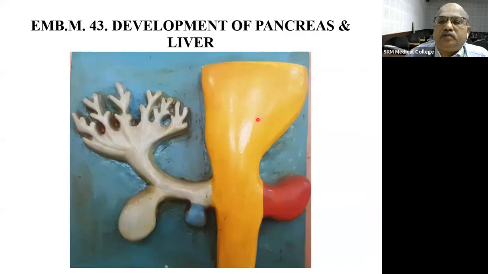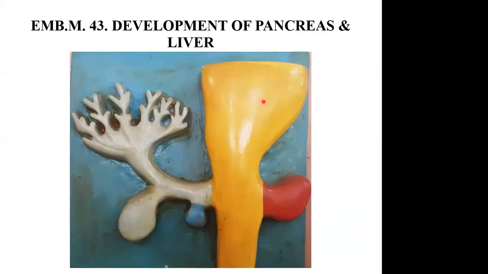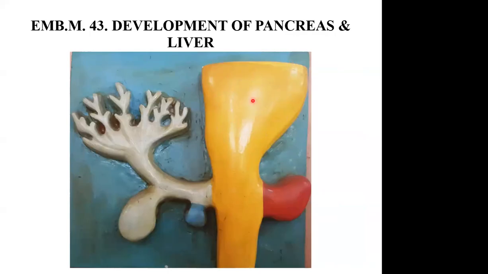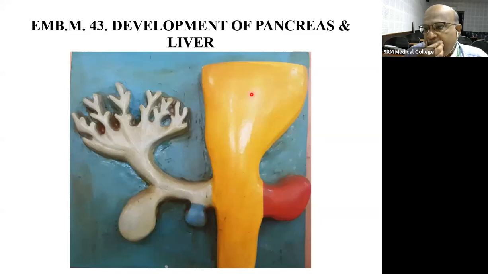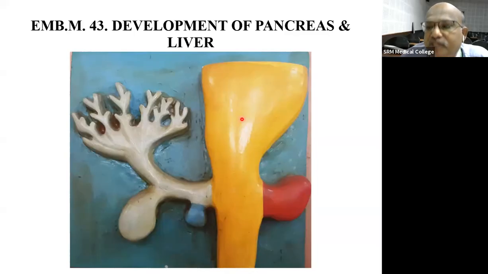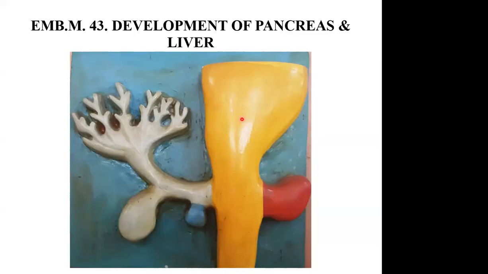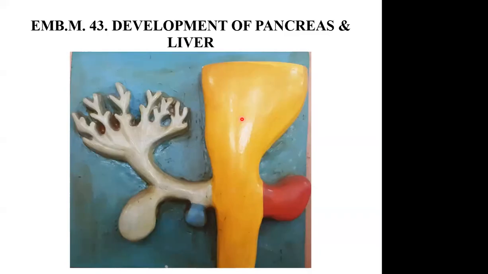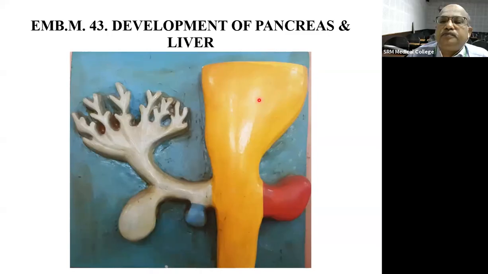What may this one be? Developing liver, sir. Seems to be tubular, isn't it? Pancreas, sir. Is your pancreas a tubular structure? Duodenum. Stomach, sir. Stomach. So this is the developing stomach.